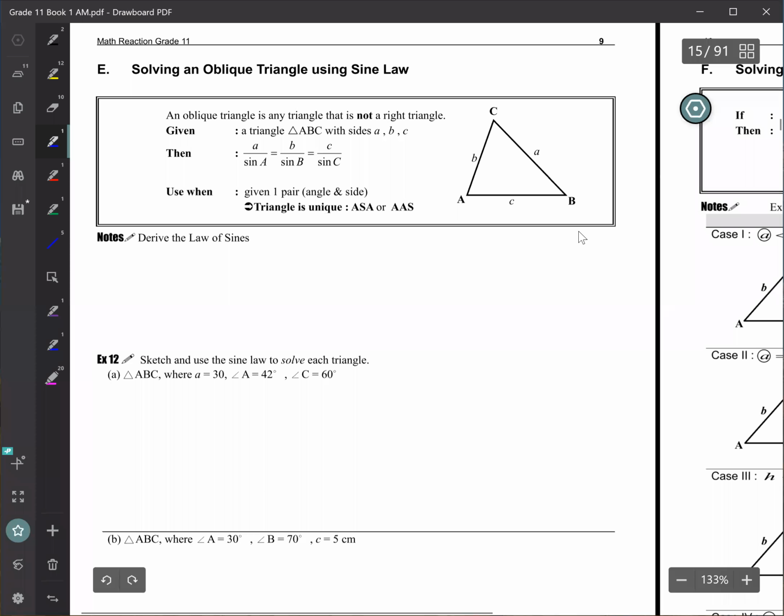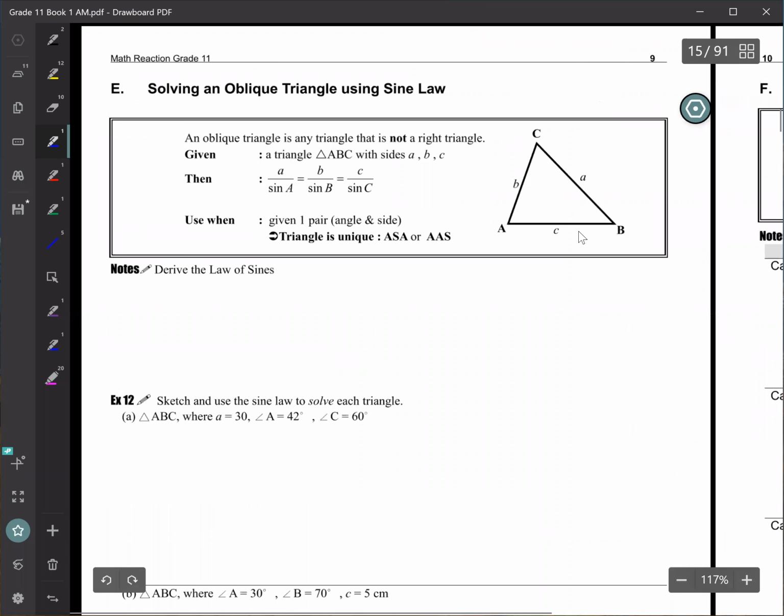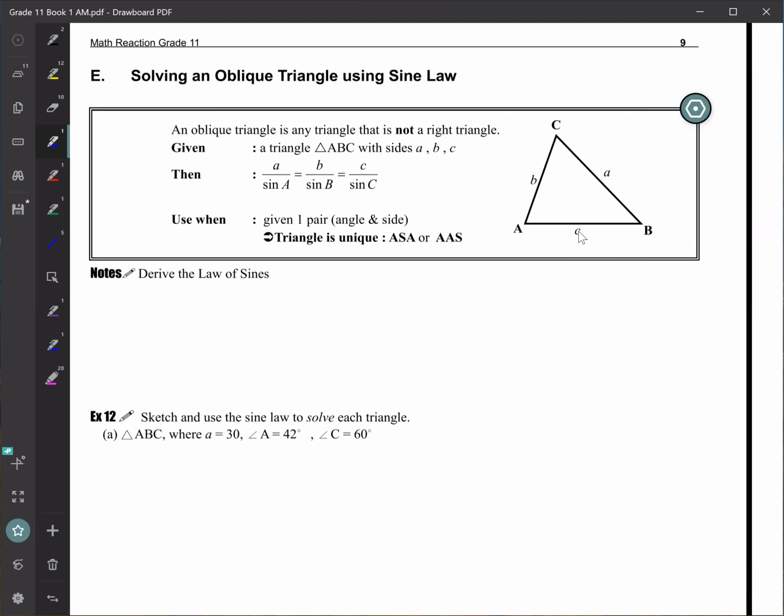So turn to page 9, okay? And this is a brand new topic. The title says solving an oblique triangle using sine law, okay? So it has nothing to do with finding angle, find exact value now, okay? So we are looking at an oblique triangle.